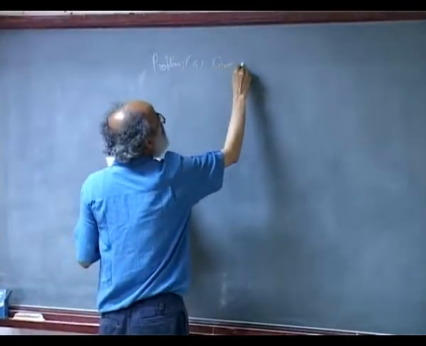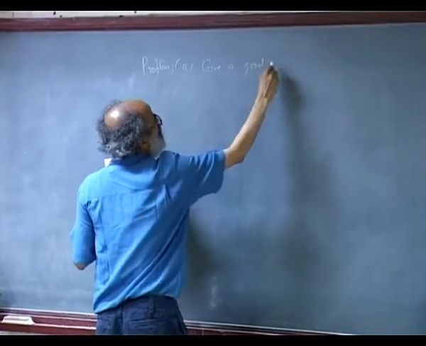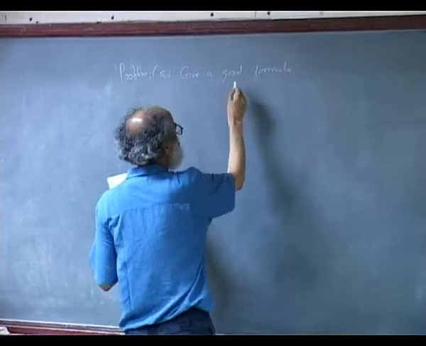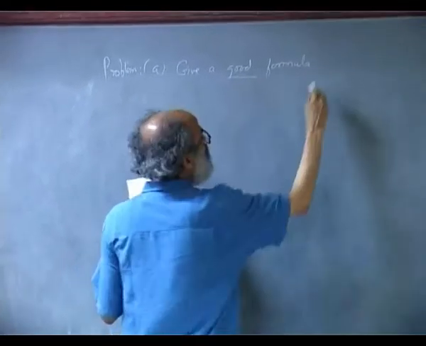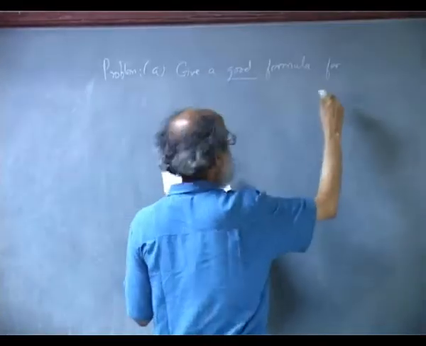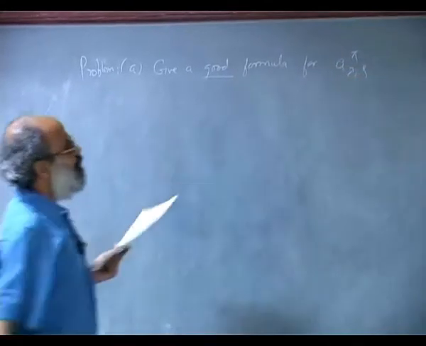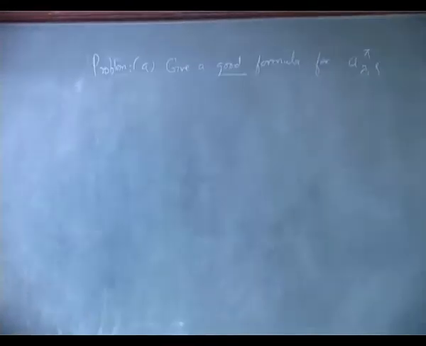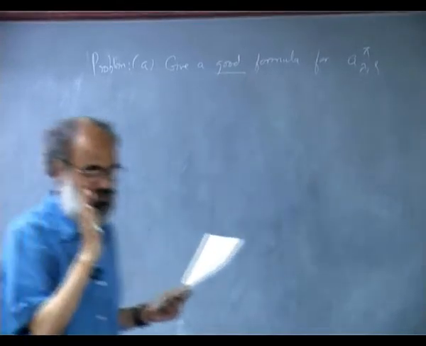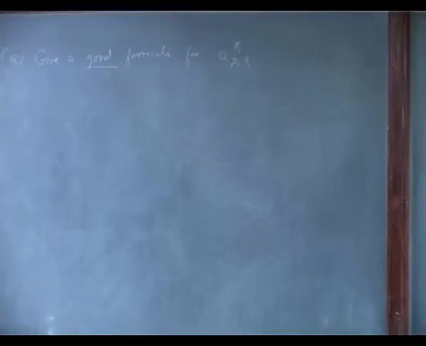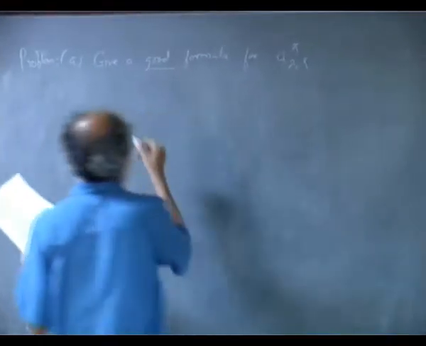give a good formula. So we have to say what good means. We will specify later for these multiplicities, the Plaithism constants A pi lambda rho. Okay. So what do we mean by good? Of course, what mathematicians say by good.